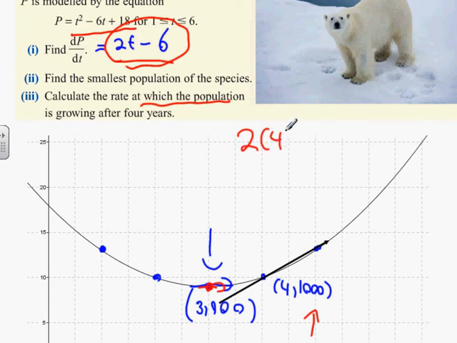Yes? Where'd you get 4 from again? It says in the question, 4 years, t equals 4. Okay.